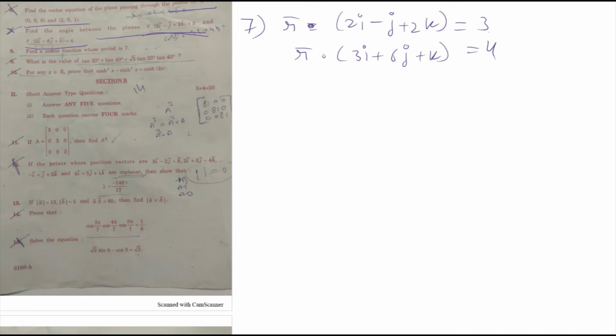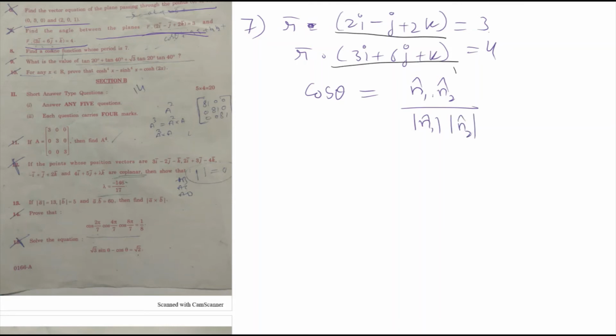So next is find the angle between the planes. Given planes are r bar dot (2i minus j plus 2k) equals 3 and r bar dot (3i plus 6j plus k) equals 4. So the formula is cos theta equals n1 cap dot n2 cap by mod of n1 cap into mod of n2 cap. So this part here is my n1 cap and this is my n2 cap.